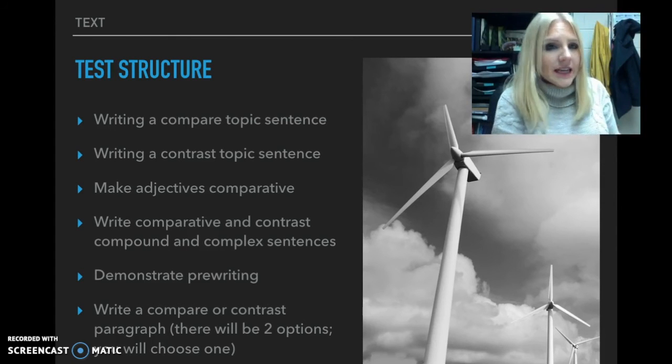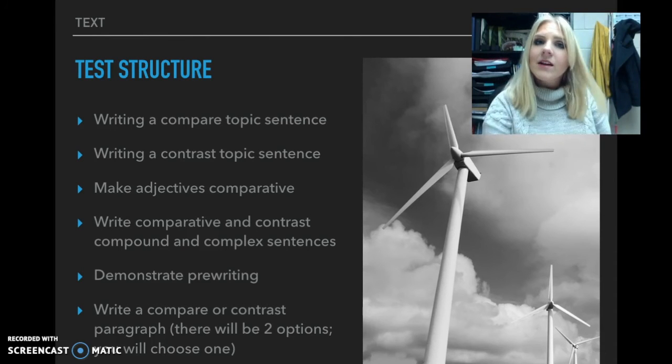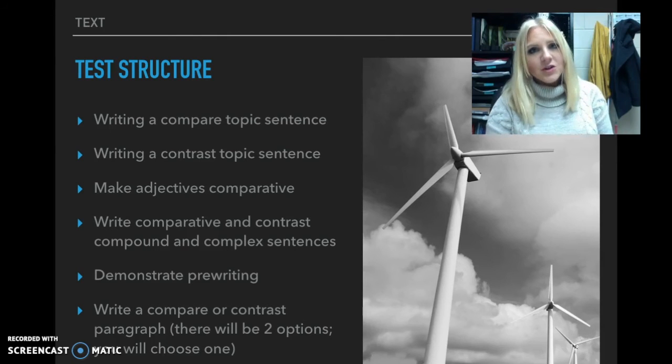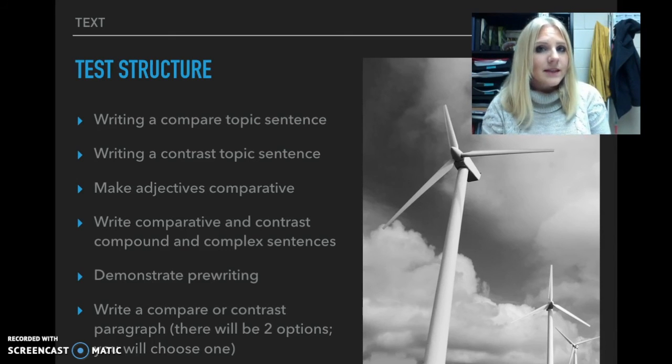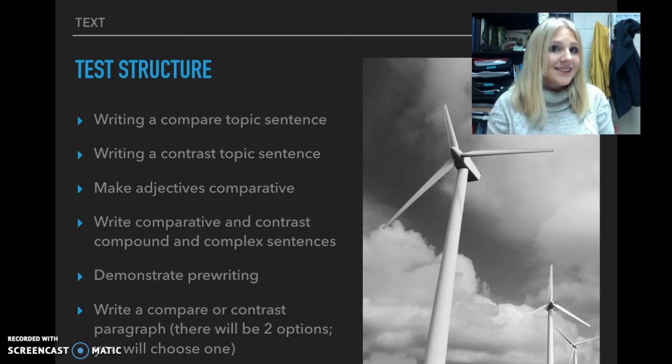So the first thing that I'm seeing here is you are going to be asked to write a topic sentence for a compare paragraph and a topic sentence for a contrast paragraph. What that means is you're going to have to read the paragraph, decide if it's compare or contrast, and then write a topic sentence reflecting that. Now, you will be scored on the grammar, you will be scored on your topic and your controlling idea. Remember, your controlling idea is going to be compare or contrast. So make sure you pay attention and go back and review all of those compare and contrast transition words and signal words.